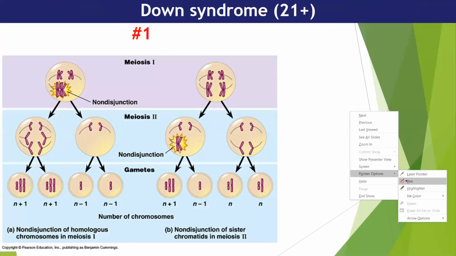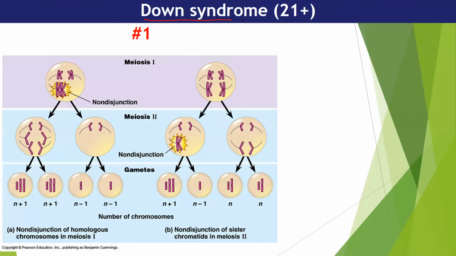Okay, so we have learned about Down syndrome, right? Down syndrome, also called trisomy 21, means we have 3 copies of chromosome number 21 in a human. In the past, we learned the first possible mechanism that causes Down syndrome. So what is the first mechanism? I hope you still remember non-disjunction, right?